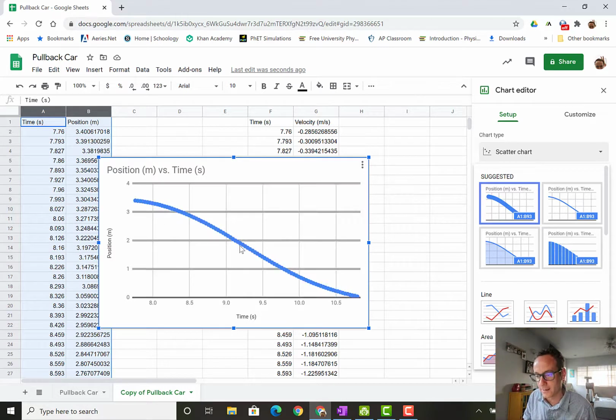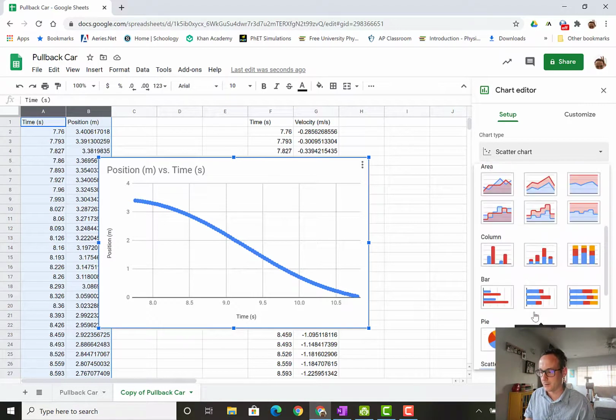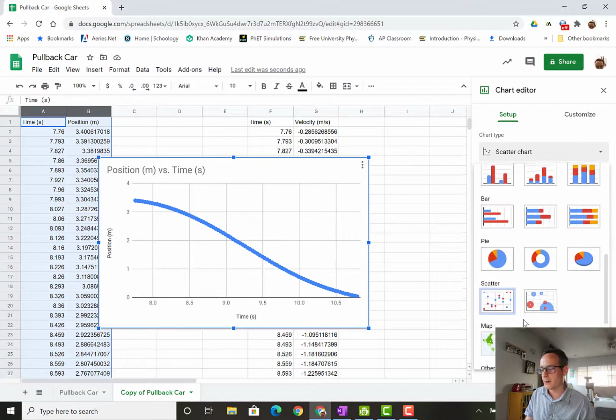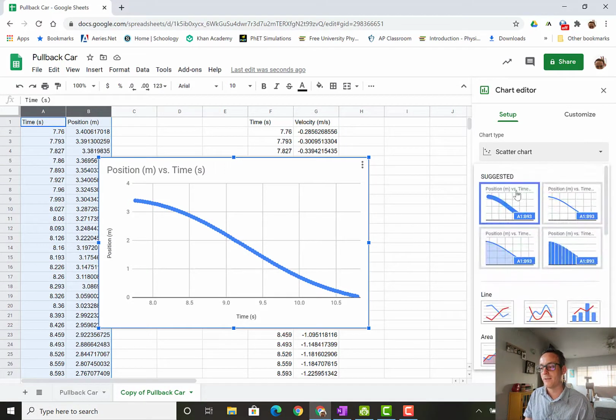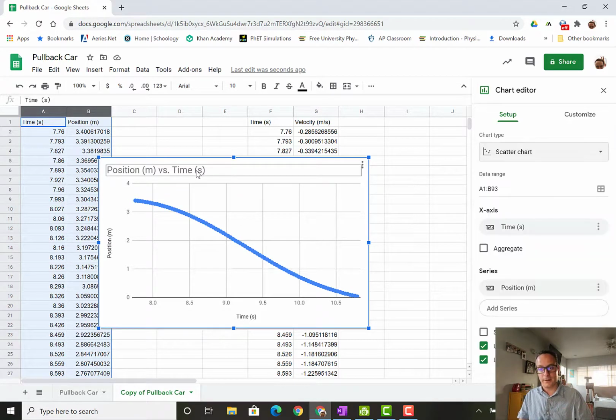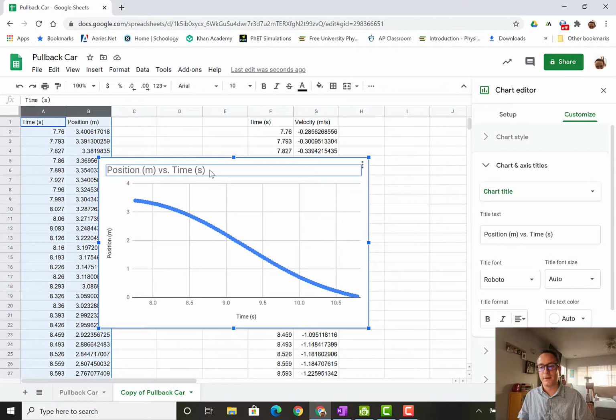That's all the data points. I could probably clean that up a little bit, but I'm not going to bother too much about it. You've got all these other ways that you can graph things, but scatter chart, that's what you want. Double check to make sure everything is good here. So this says position meters versus time seconds. That's exactly what I want because I want a detailed title. I'm also going to add the position versus time of a pullback car. There you go.